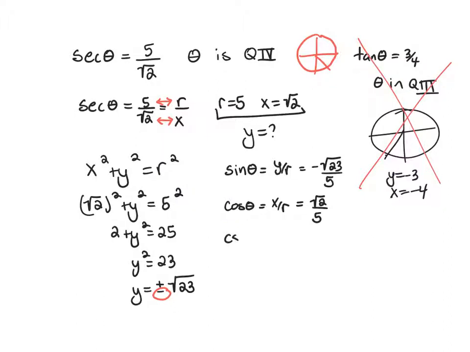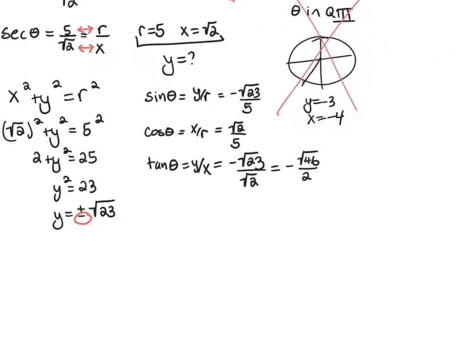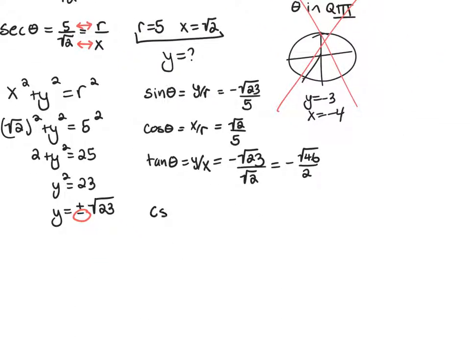My cosecant of theta, oh actually let's do tangent first, just so that we're always doing stuff in the same order. My tangent of theta is my y over my x, so negative square root of 23 over square root of 2, which I then rationalize to negative square root of 46 over 2. And then I just do my reciprocal functions, so my cosecant of theta is my r over my y, so 5 over negative square root of 23, or negative 5 root 23 over 23.